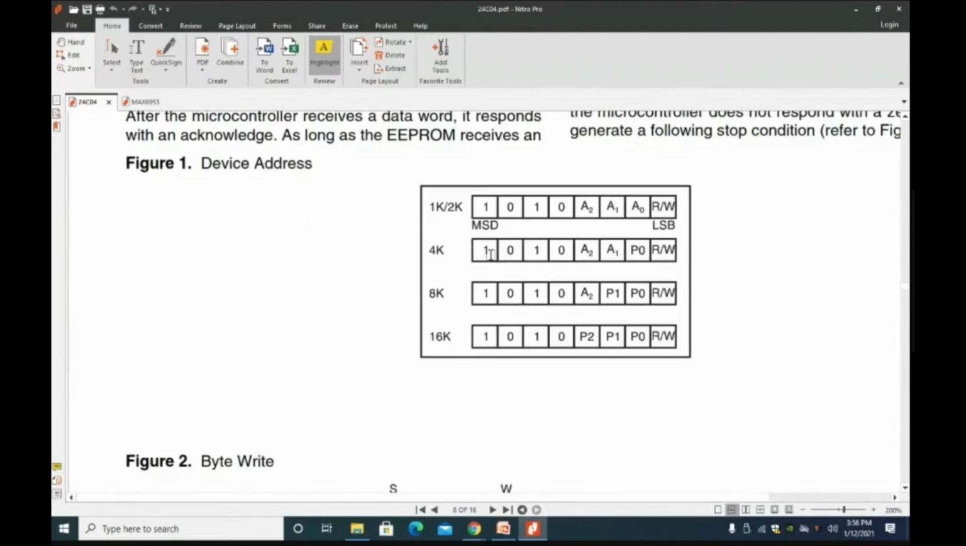So the address here is 1010000. So it is a 7-bit address. The 8th bit is read or write. When it is 0, it means write. When it is 1, it means read. So this is the device address format with respect to the 24C04 electrically erasable programmable read-only memory.